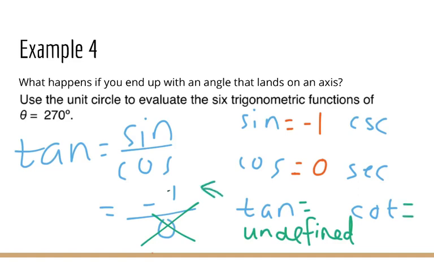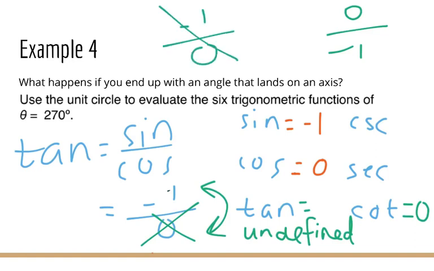Okay, now let's jump right now to cotangent. If I were to flip-flop these, it would be 0 over negative 1, and that is just 0. 0 divided by anything is just 0. But something divided by 0, that's undefined. Okay, so let's finish the other ones. We need to do cosecant and secant still.